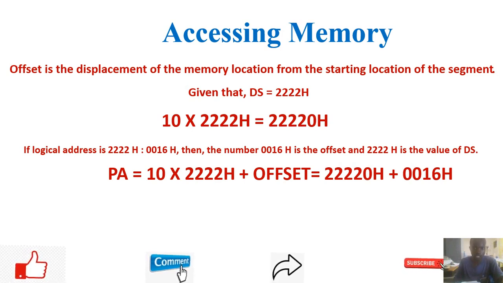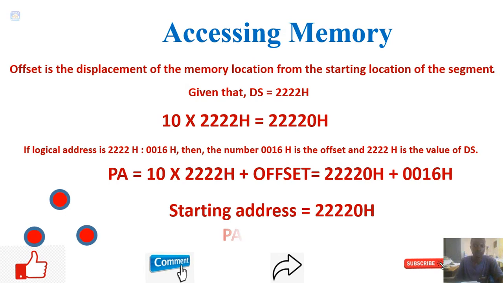So it means from this starting address, I'm going to move 16 steps to the location where I want to get the data from. Right. So therefore, our starting address is that, and then our final physical address is that one. Right. So that's it. Let's go to some illustrations.